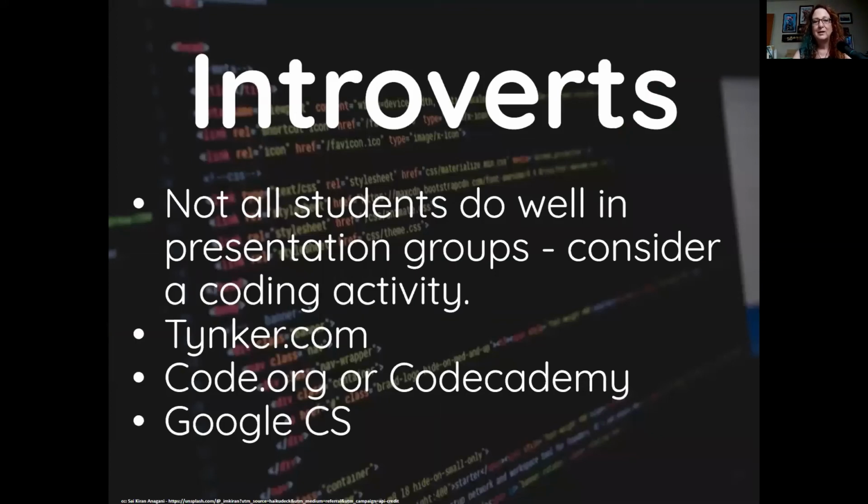Now, you do have introverts. I've had lots and lots of students that are introverts, and not all students do well in presentation groups. So I've taken some coding courses, and it's a lot easier than I thought. And boy, a lot of my students already know this. They know how to use coding equipment or coding methods. Tinker.com is a really good place for students to create their own game.